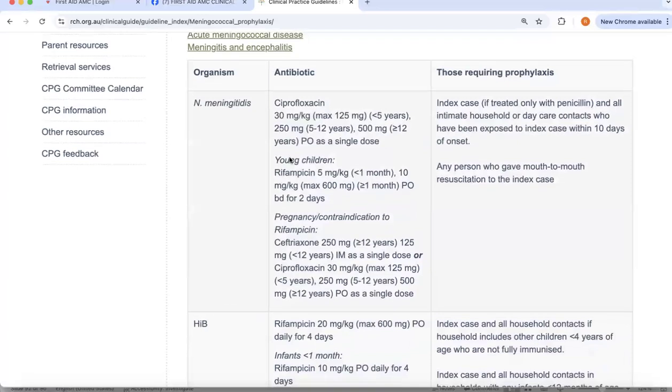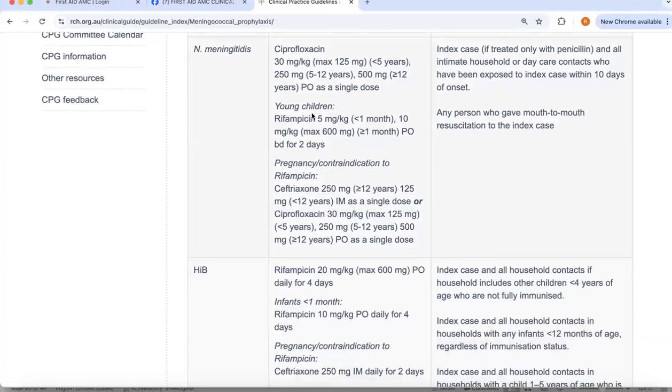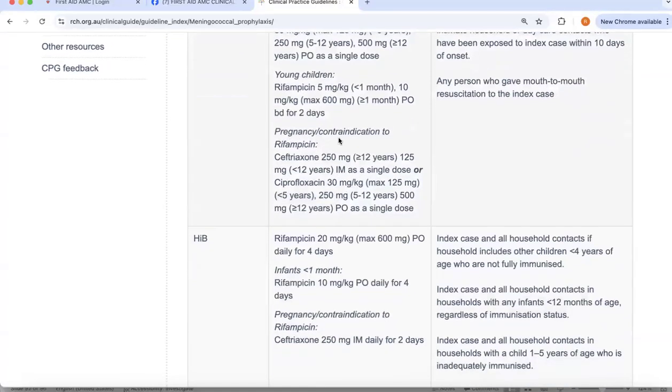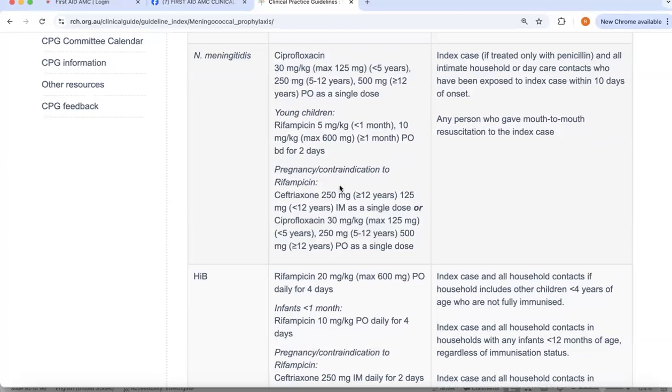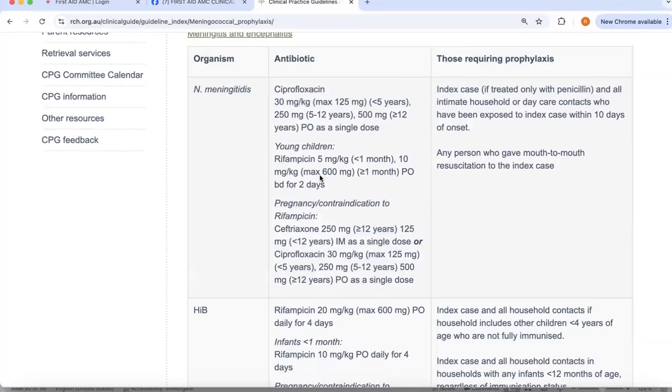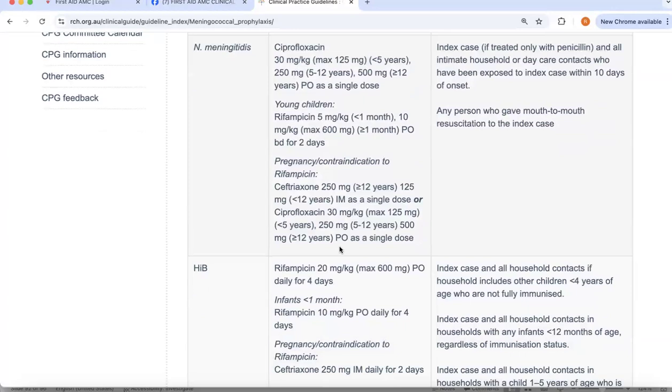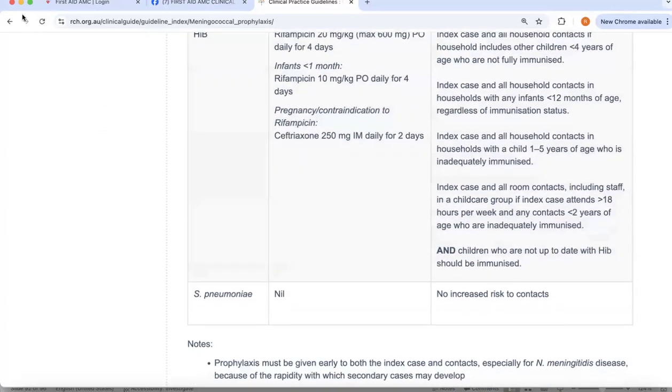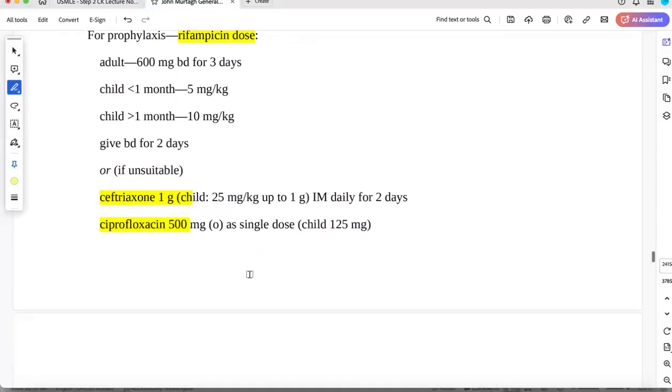So if your patient has got Neisseria meningitidis, then the treatment is either ciprofloxacin as a single dose. Young children can have rifampicin for 2 days. Pregnancy or contraindicated to rifampicin, you can go for ceftriaxone or ciprofloxacin. Okay, so basically rifampicin, but for pregnant patients, we can go for any of these two. Okay, so that's your guideline from RCH. You can give it a go. Moving on.